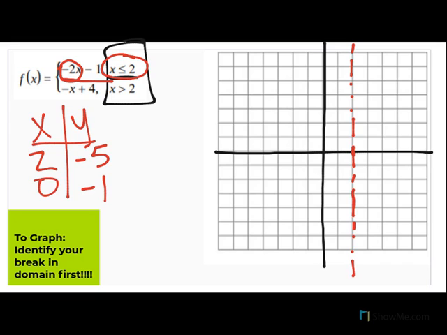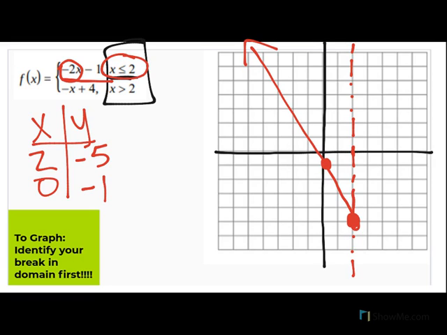All right, so at 2, I'm at negative 5. 1, 2, 3, 4, 5. So my point ends up right here. And then at 0, I'm at negative 1. So now I can draw my line, but again, I don't cross my dotted line. So my function's going to keep going like so.